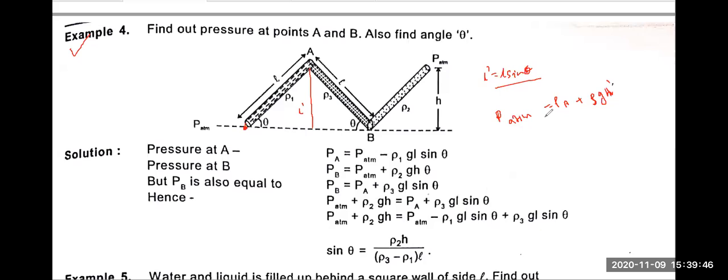Does anyone have any issue in this? Now I hope all of you understood the concept. Now it is easy. Yes or no? Here the density is rho 1, so it will be rho 1. So I can see the pressure at A, taking this transpose, we will have PATM, I'll write it as P naught minus rho 1 g L sine theta.